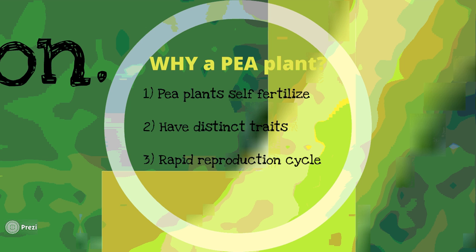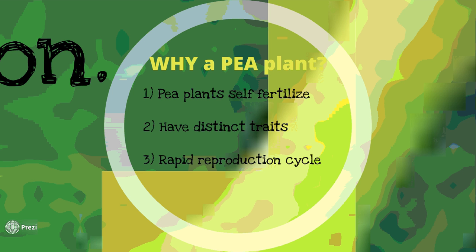Two, they have distinct traits, which means that each trait is either one way or another way. There is no in between. So either the plant is tall or it is short. There is no medium size. The pea plants either have white flowers or purple flowers. There is no light purple. They either have round seeds or wrinkled seeds. There's no in between. So the traits are very distinct.